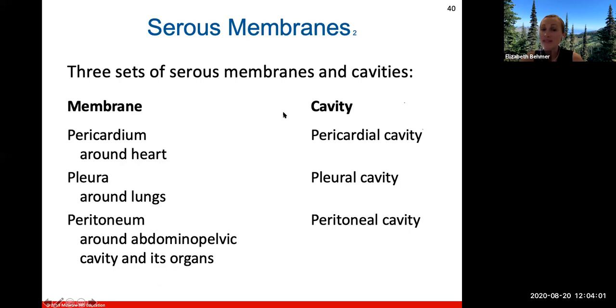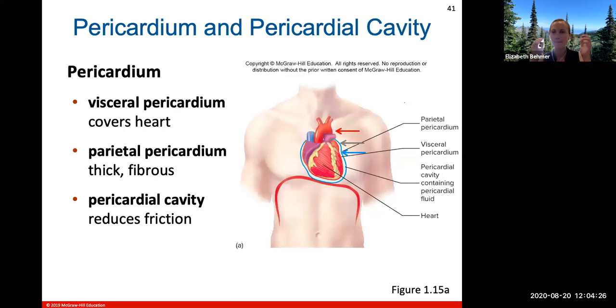There's 3 sets of serous membranes and cavities. The pericardium around the heart, and we call the cavity the pericardial cavity. The pleura around the lungs, and we call the cavity or space between the membranes the pleural cavity. And the peritoneum is around all of the abdominal pelvic organs, and we call the cavity or the space the peritoneal cavity. And I'll take you through pictures of what this means.